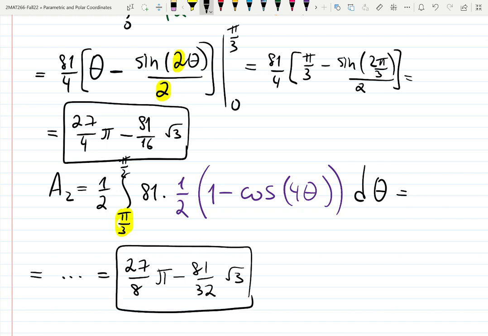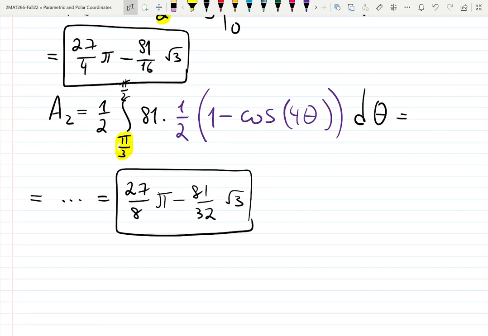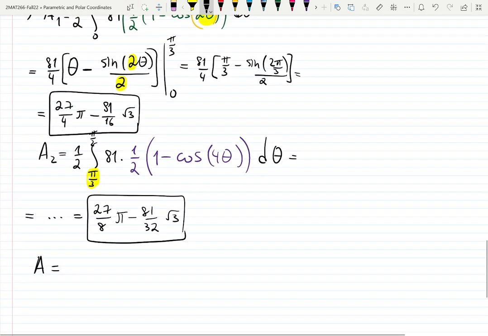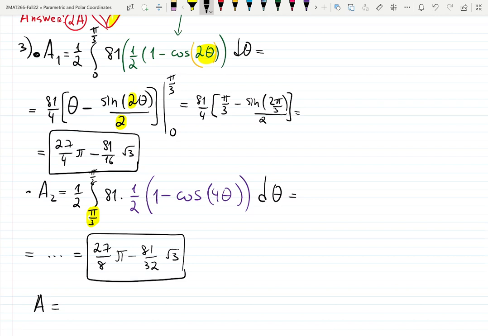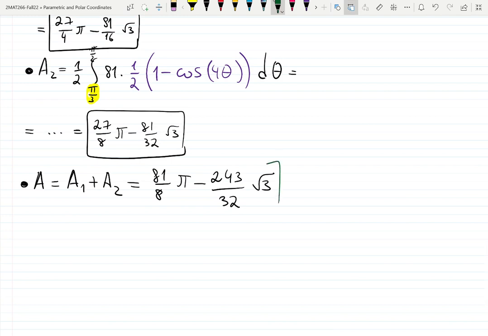So add those together. They actually do add up nicely. 27 over 4 and 27 over 8 add up nicely. So area becomes, let me put some bullet points. Area is A1 plus A2. Simplifies to 81 over 8 pi. And square root of 3 also adds up nicely. Minus 243/32 square root of 3. Amazing. Wonderful. My new favorite word. Wonderful. This is just wonderful.